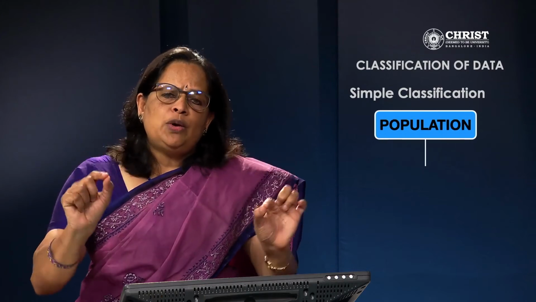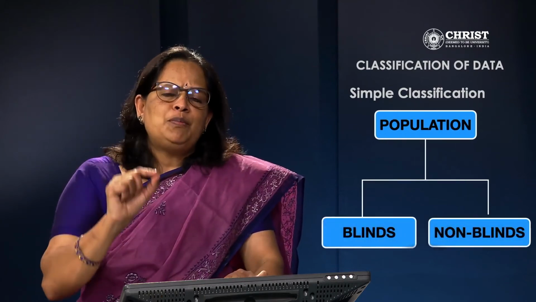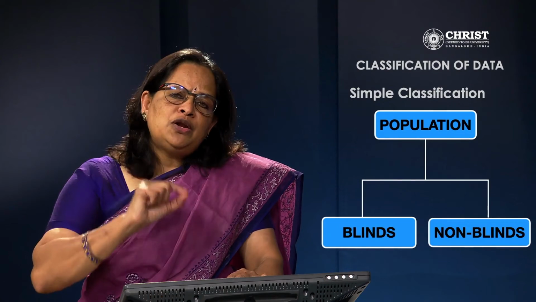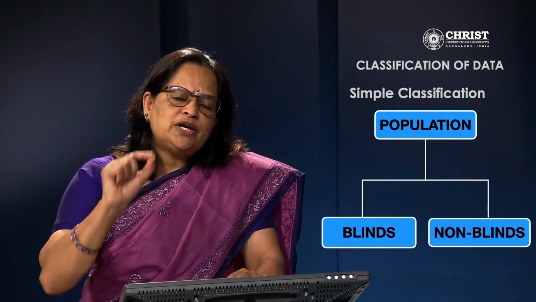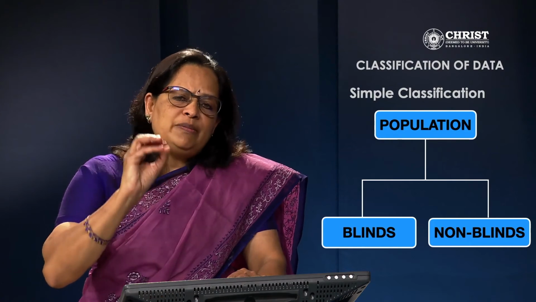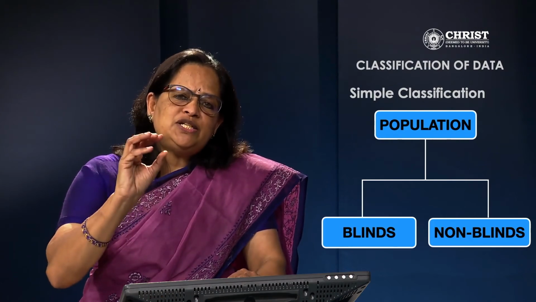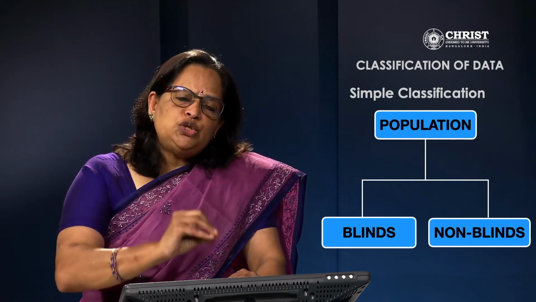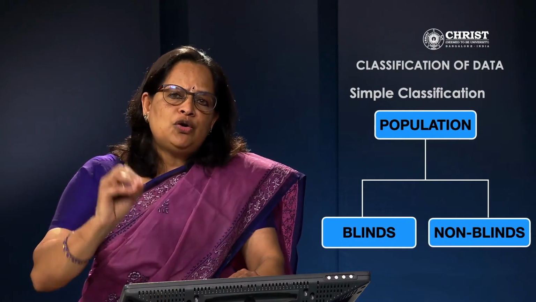The first one, simple classification. The population we are dividing with just two attributes, blinds and non-blinds. Why are we doing this? We are not doctors. The one doing research is not a doctor. Only doctors can measure the blindness of a patient, whereas when a researcher is doing this, he will collect only two pieces of information, whether he is blind or not blind.